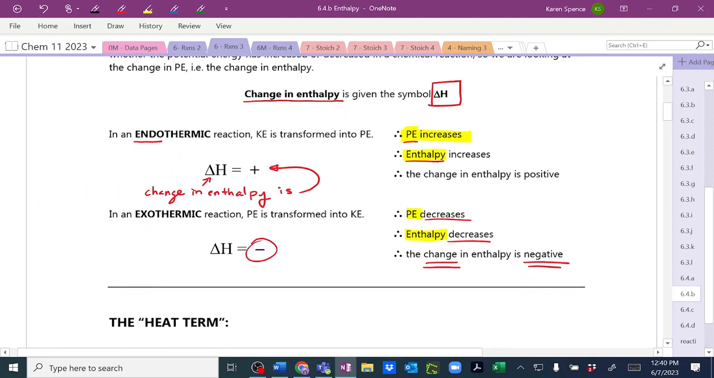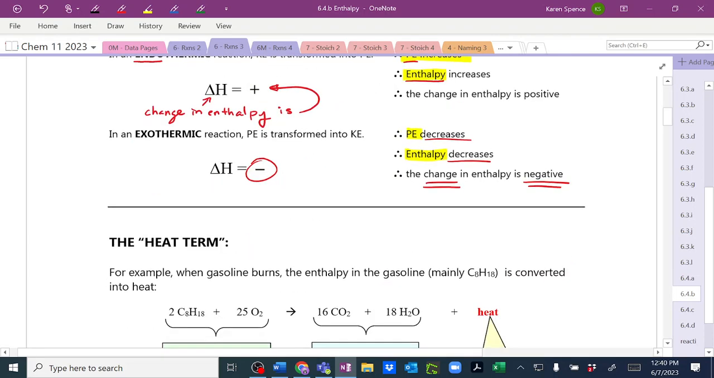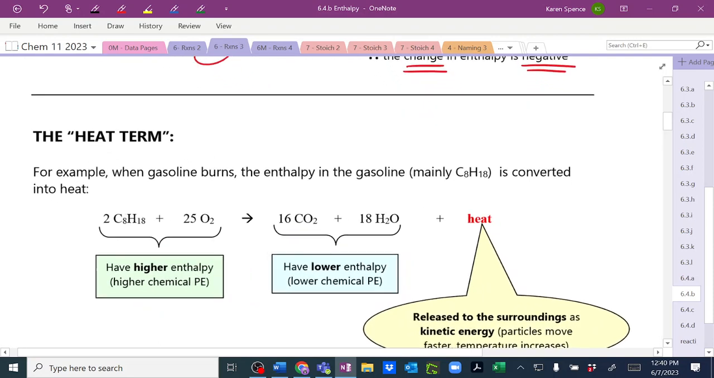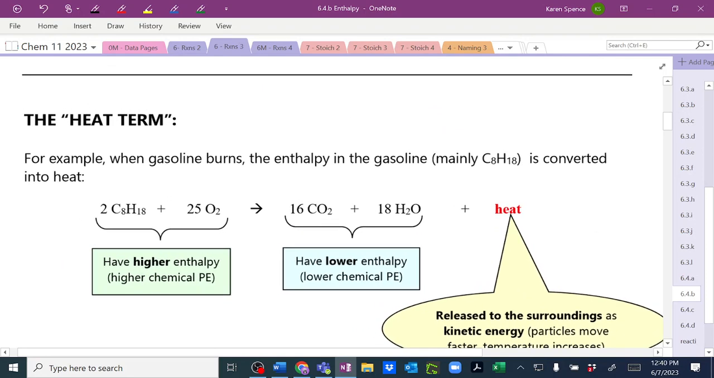So the first word that we've learned is enthalpy. The symbol is H. Change in enthalpy is delta H. The heat term. So here we have a reaction where we're having some gasoline, which is mainly C8H18, and it is undergoing combustion. And without really thinking about it too much, if we are burning gasoline, is that an endothermic or an exothermic reaction?